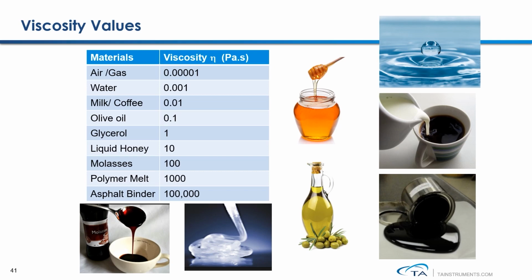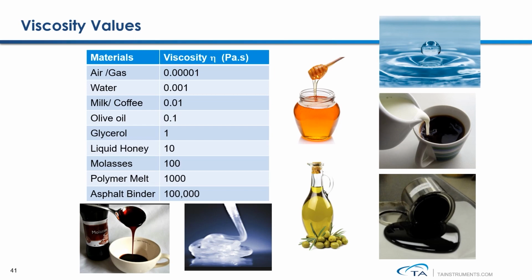However, if you look at this table, you can see that the viscosity of different types of materials can be significantly different. Air flows, but the viscosity of air is extremely low. The viscosity of water at 4 degrees C is 0.001 pascal second, which is 1 centipoise. And the viscosity of olive oil is roughly 100 times greater than water. However, when talking about polymer melts, silly putty, or an asphalt binder, the viscosity of this kind of material can be hundreds, thousands, or millions of times greater than water.